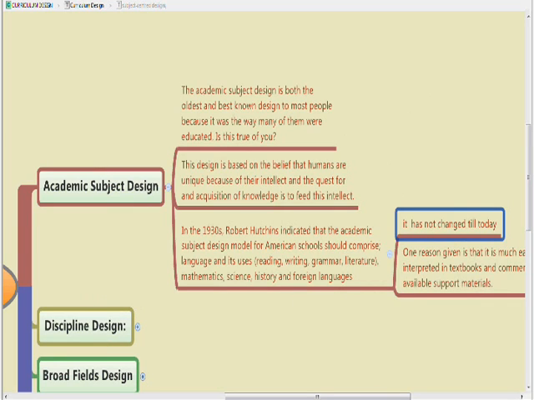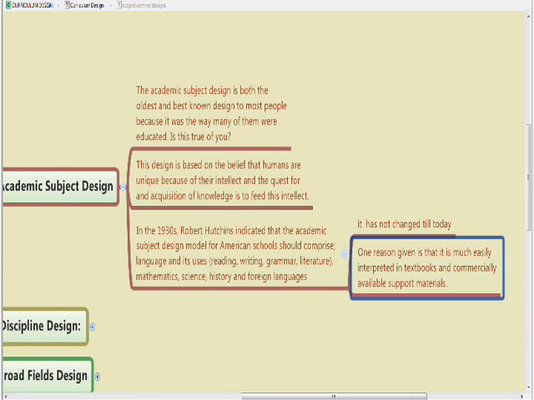So they believe that the entire academic, that they designed the subjects from an academic perspective. They had a list of subjects you have to finish, and the experience needs to be uniform rather than by interest groups. Okay, it has not changed till today. One reason given is that it's much easier to interpret textbooks and commercially available support material.